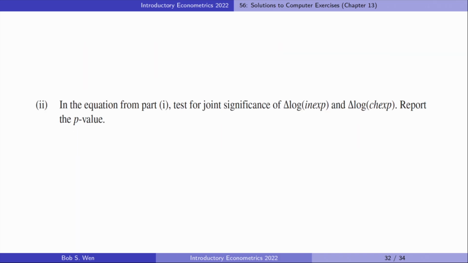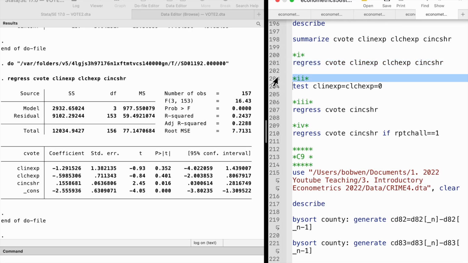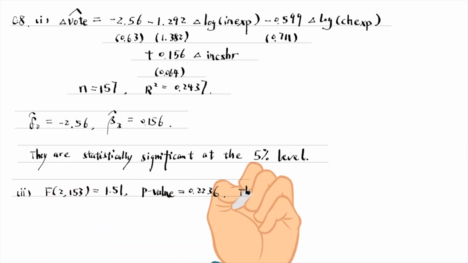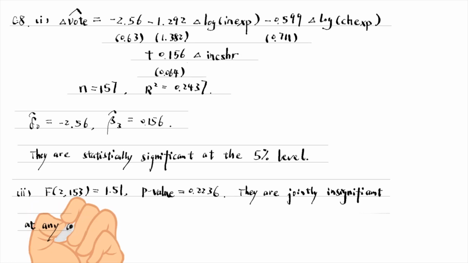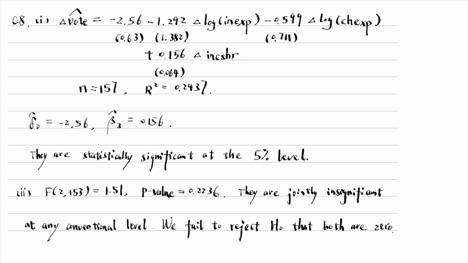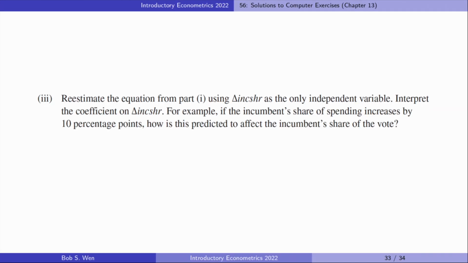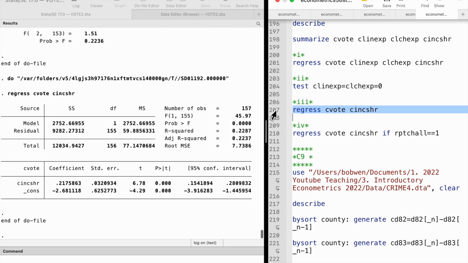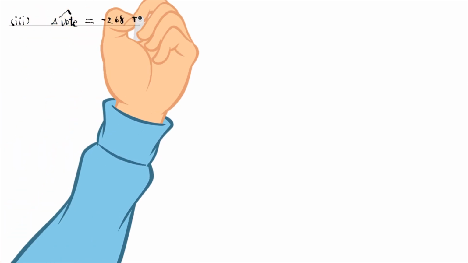In part 2, we test for the joint significance of the other two first difference explanatory variables. The F-statistic is 1.51 and its p-value is 0.2236. They are jointly insignificant at any conventional level. We fail to reject the null hypothesis that both are zero. We drop the two insignificant variables and run the simple regression model in part 3. The estimated first difference equation is as follows.